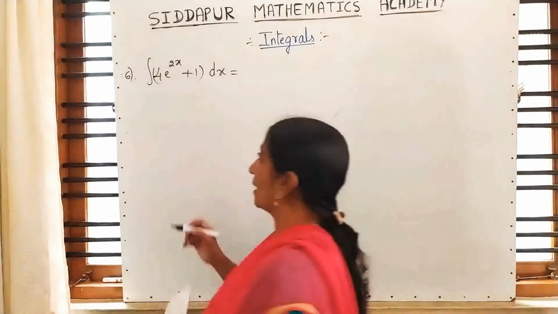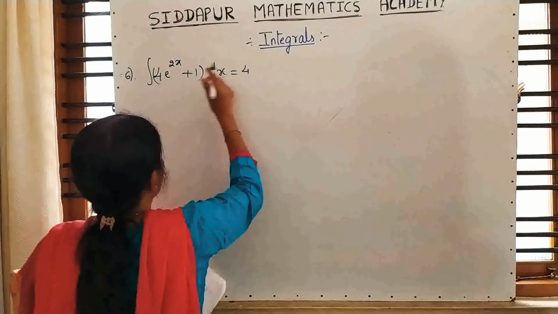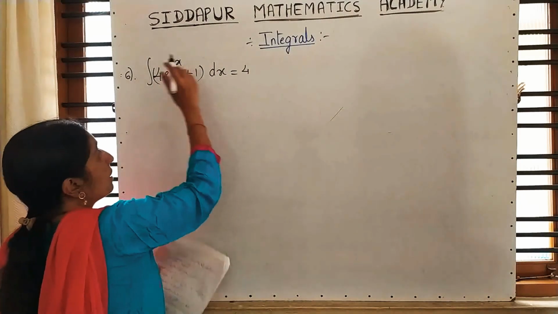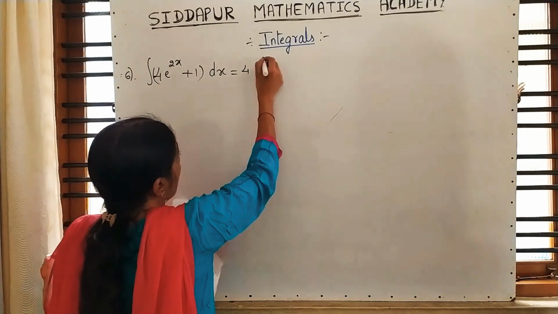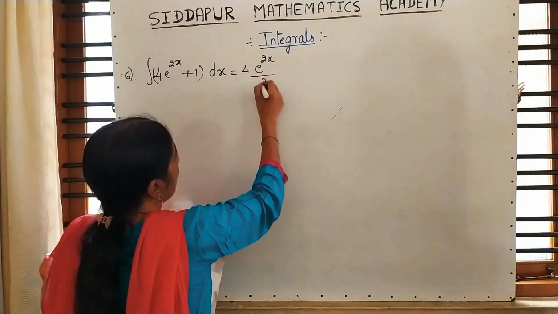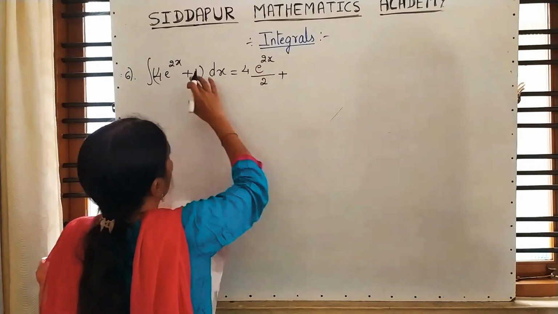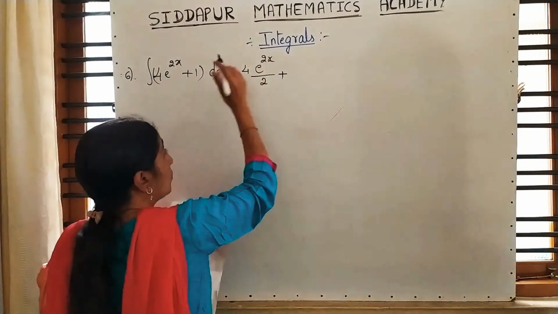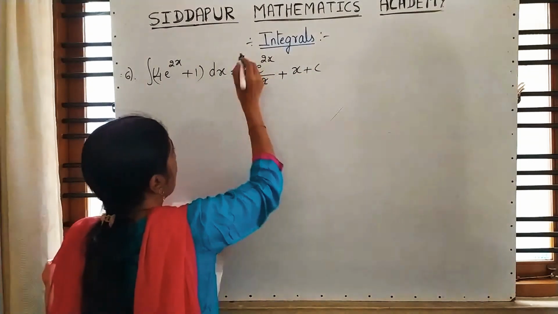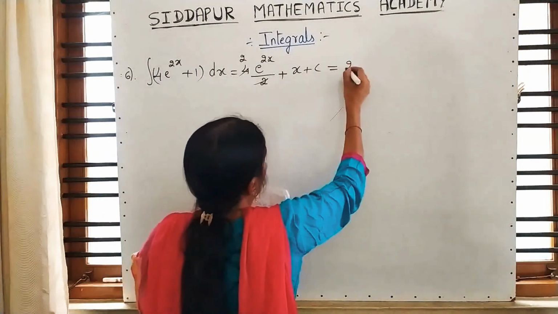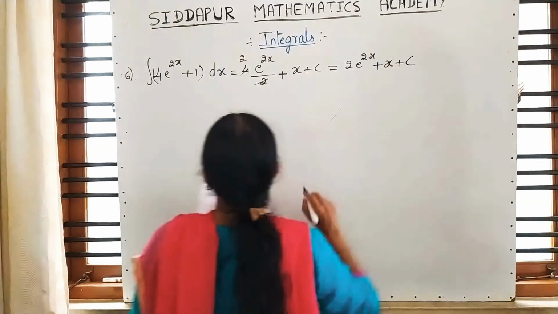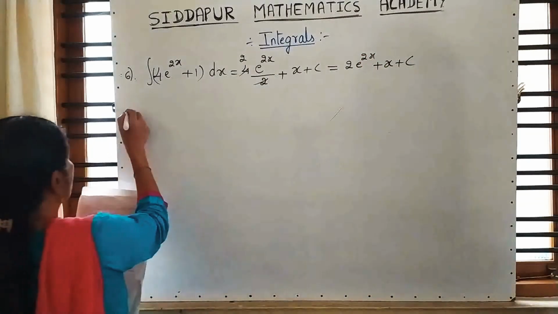By mistake it came. See here, 4 is a constant. Integration of e raised to x is what? E raised to x. But it is e raised to 2x. Remember, if it is other than x, that coefficient comes in the denominator. Please note down. And what is the integration of 1 with respect to dx? x. Any cancellation? Go for that cancellation. Only this question you mark, that I will explain later. Next question.